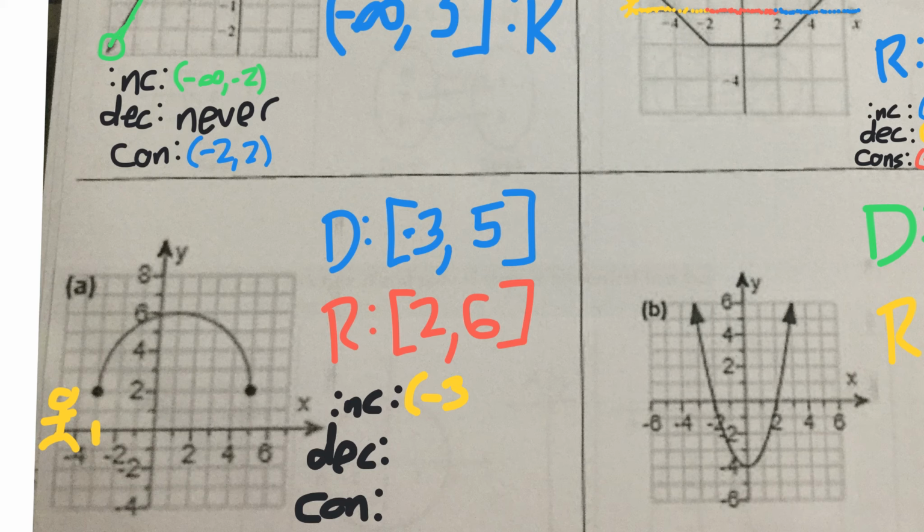When does it stop increasing? When I get to 1. Okay, then what happens after I'm at 1? Starts decreasing until when? 5. So we're decreasing from 1 to 5. And then the graph is over. So it is never constant. It's increasing from negative 3 to 1 and decreasing from 1 to 5.